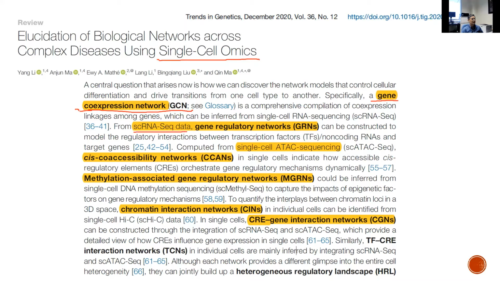Then you have a gene regulatory network. This is a construct between transcription factors and the downstream target genes. Okay.